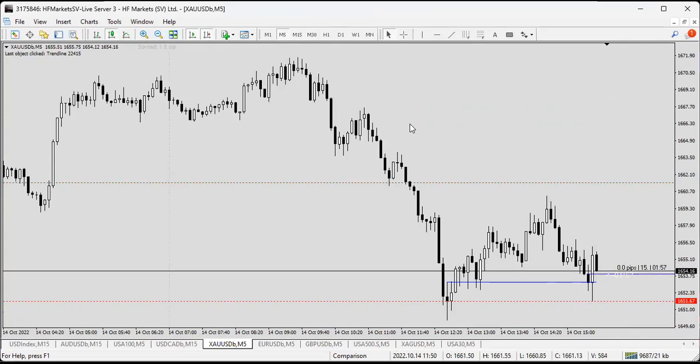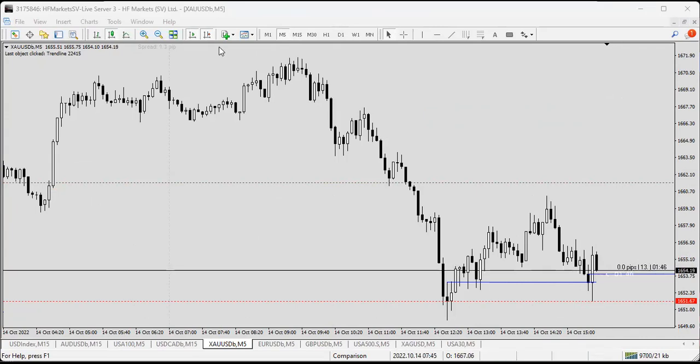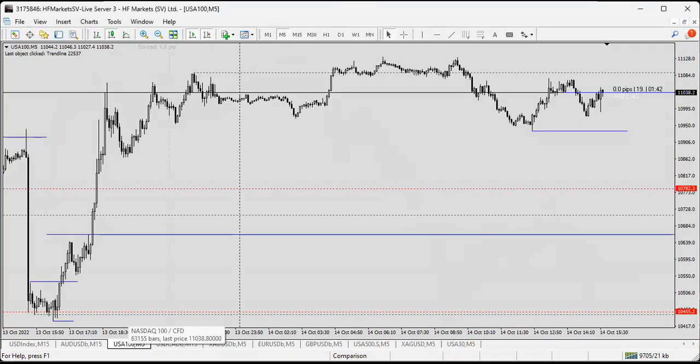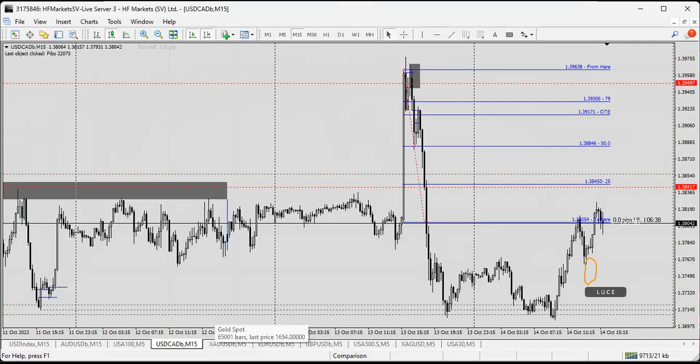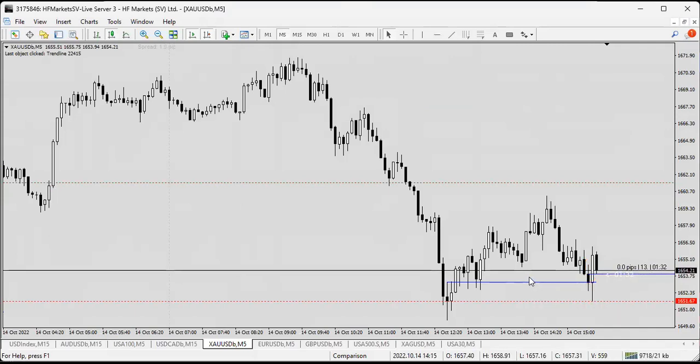So weekly profiles. Which candle? What pair? Oh, I think it's really weird.